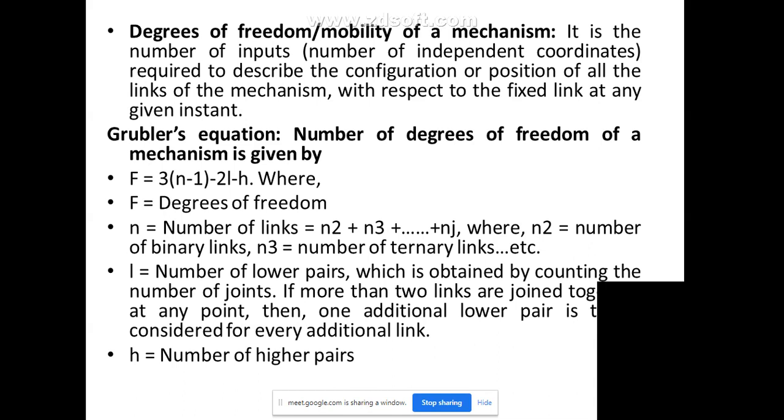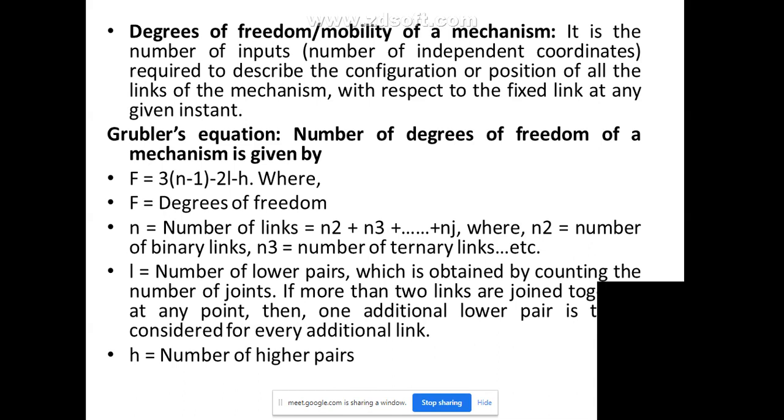To calculate the degrees of freedom, we have Grubler's equation. We will not go into the derivation, we just want the problems to be solved, so I will directly give you the equation. Grubler's equation says that the number of degrees of freedom of a mechanism is given by F = 3(n - 1) - 2l - h, where F is the degrees of freedom or mobility, and small n is the number of links in the given mechanism, which can be binary link, ternary link, etc.